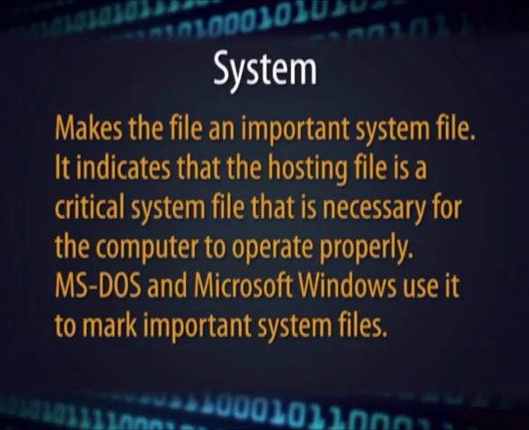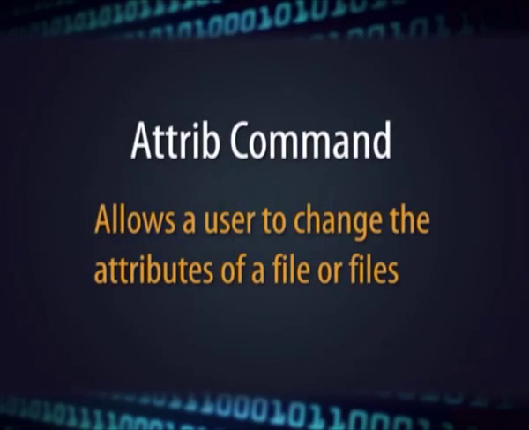4. System. This makes the file an important system file. It indicates that the hosting file is a critical system file that is necessary for the computer to operate properly. MS-DOS and Microsoft Windows use it to mark important system files. The attrib command is an external command. It allows a user to change the attributes of a file or files. It sets or displays the read only, archive, system and hidden attributes of a file or directory.